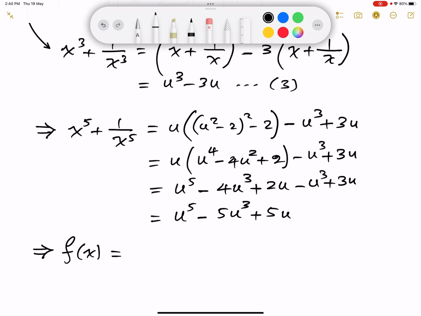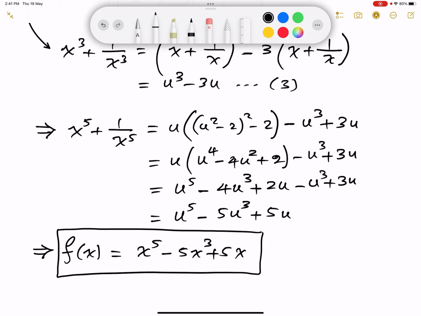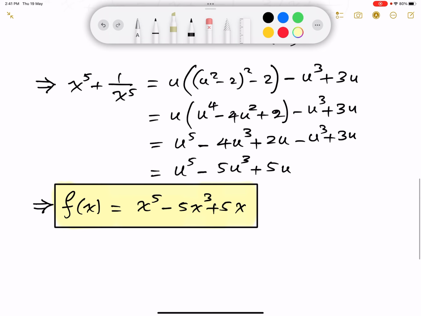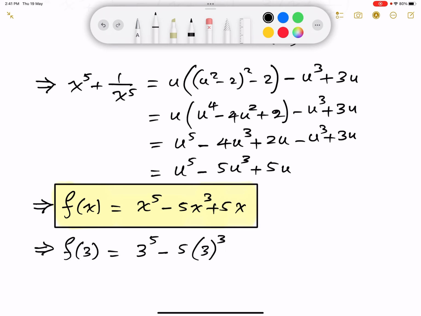f of x is going to be equal to x to the power 5 minus 5x to the power 3 plus 5x. And with that, we can find the value for any value, either 3 or any other value. Since the question is asking for f of 3, we can find that by substituting 3 here: 3 to the power 5 minus 5 times 3 to the power 3 plus 5 times 3.